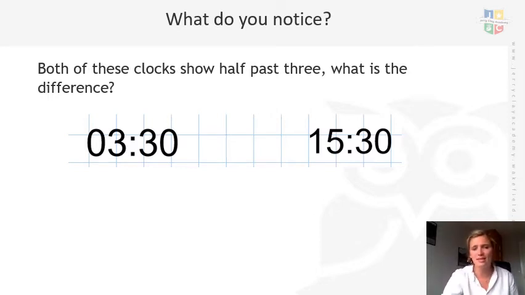Well done if you have said that 03:30 is in the morning and 15:30 is in the afternoon, because if we remember midnight, which is the start of a new day, starts at 00, and so 03 has just gone past midnight, 3 hours after midnight.